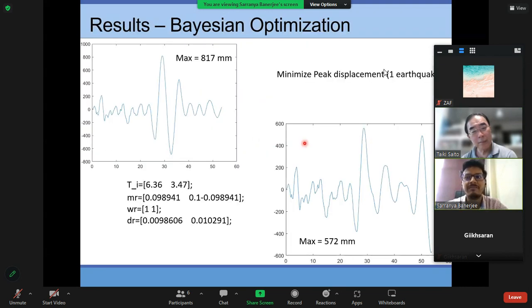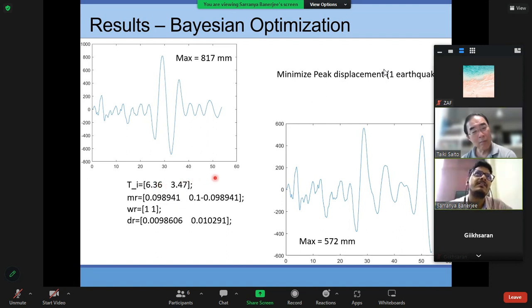So now I have found the results of the optimization. So these are the results of the optimization. Here, the time period, I have given this as an input, because this corresponds to the second time period of the isolation system and the first time period of the isolation system. So basically, in the multi-degree of freedom framework, this second time period will be the TMD at the top, and the first time period will be the TMD at the base.